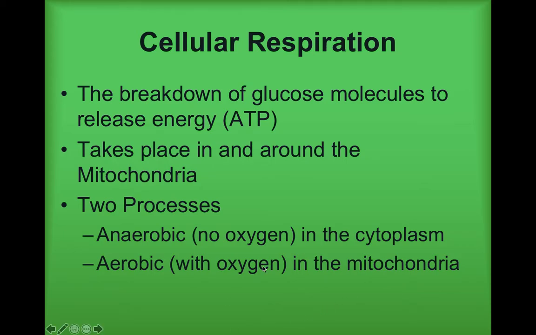There are two processes. Anaerobic, where no oxygen is used, actually takes place in the cytoplasm. Aerobic, which does use oxygen, is going to take place in the mitochondria. It'll be very important that you know the difference here, and I'm going to give you just a really quick synopsis of the difference in how much energy they produce.